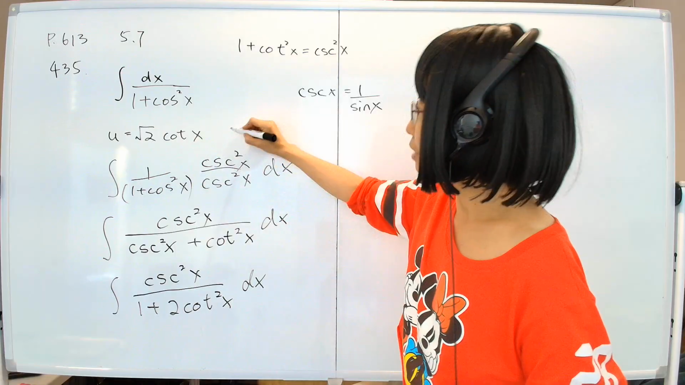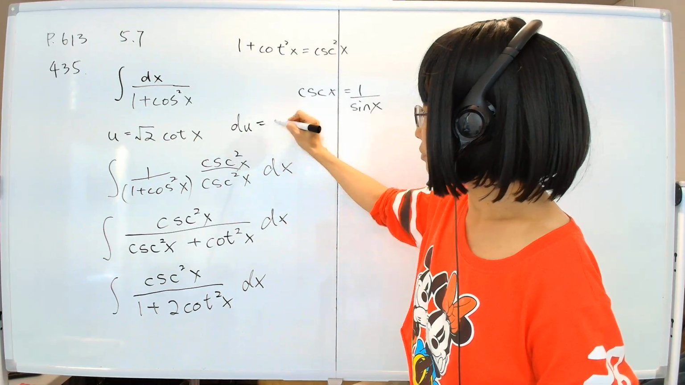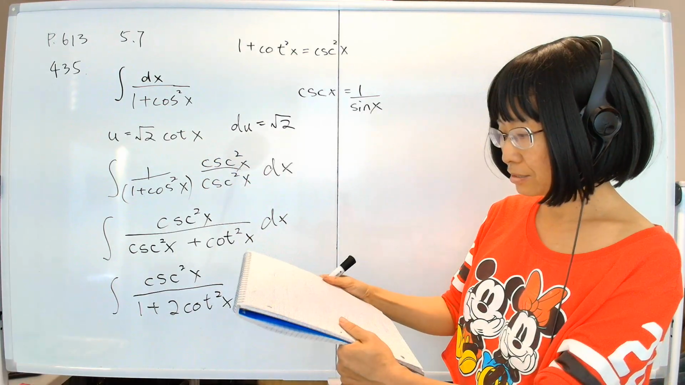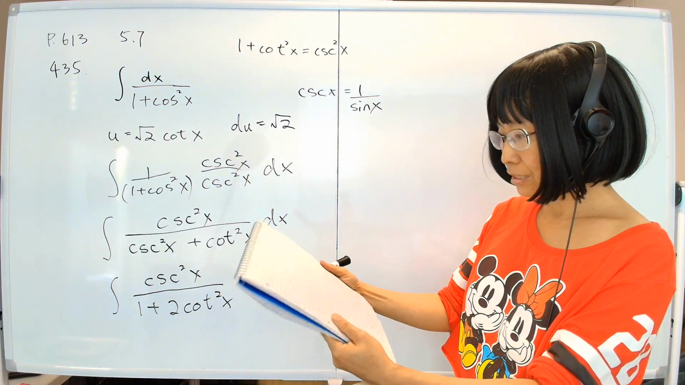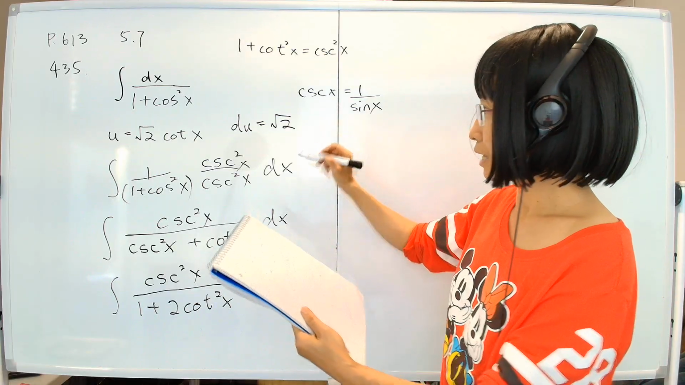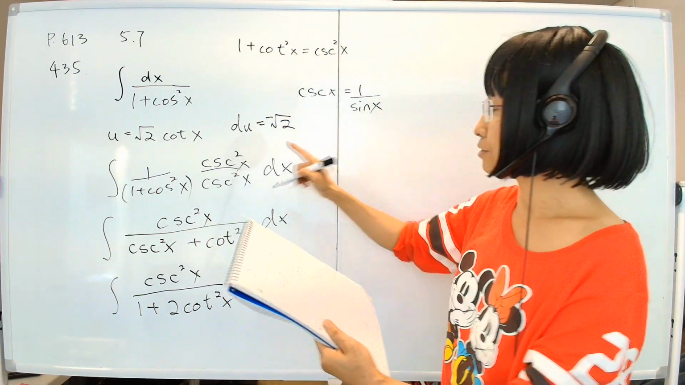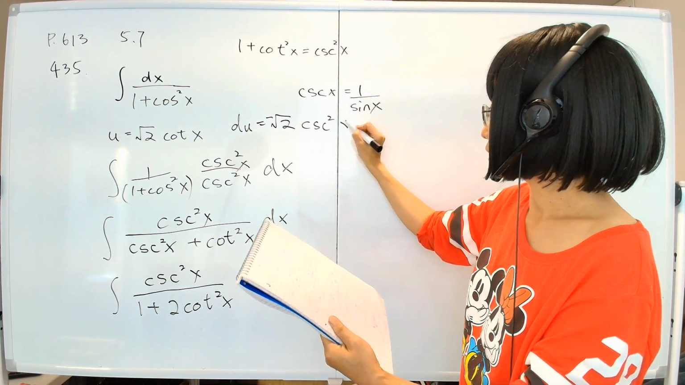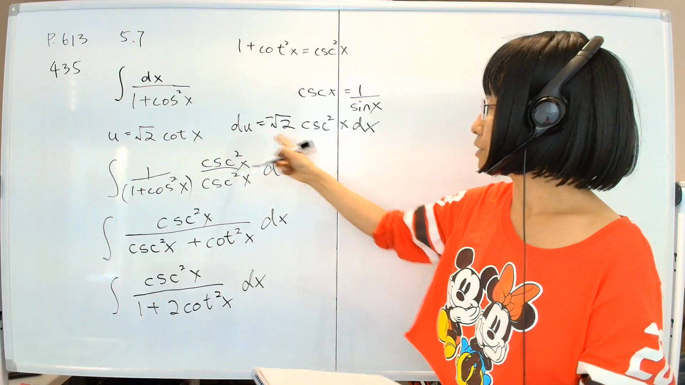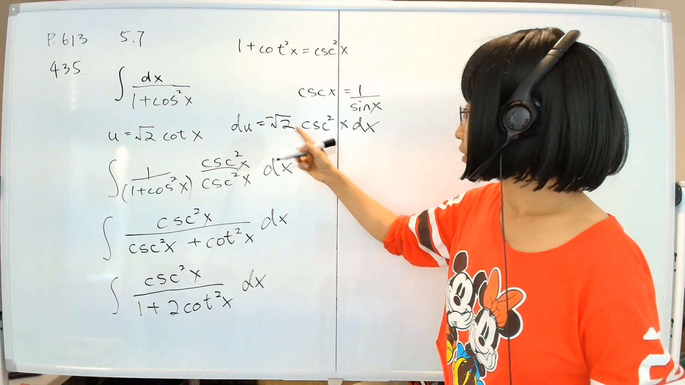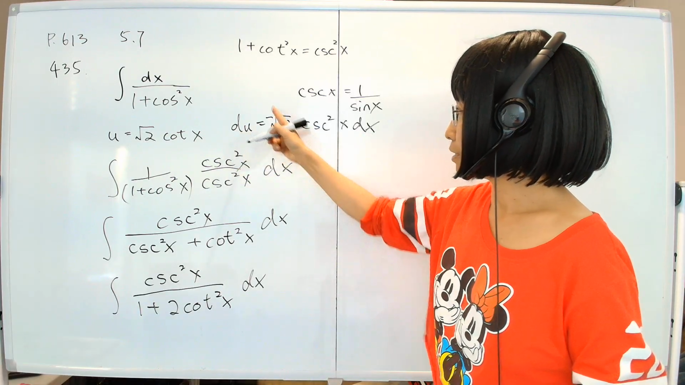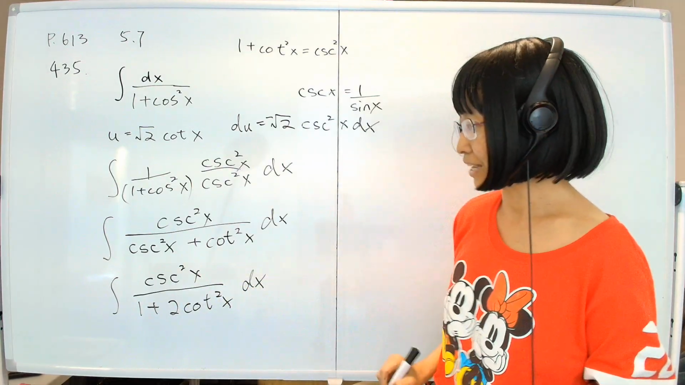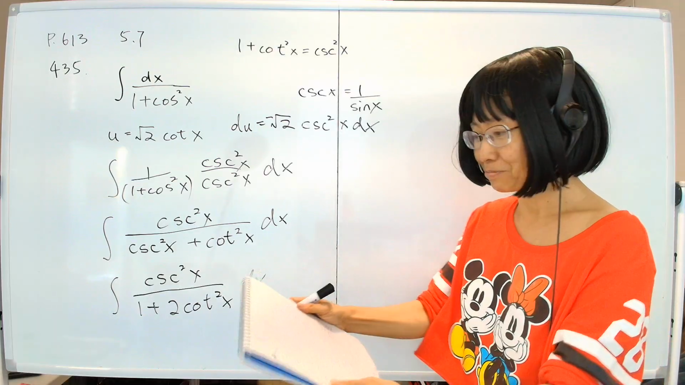In the meantime, we'll figure out what du is. du equals square root of 2 times the derivative of cotangent, which is negative cosecant squared. Don't forget the negative. So du is negative square root of 2 csc squared x dx. Once you figure that out, you realize that this thing, except for the number and negative sign, will take care of what's on top here. So we're good. We are on our way to the promised land.